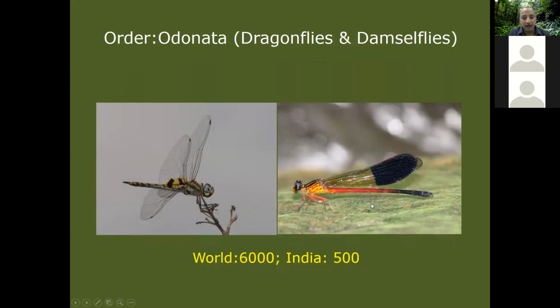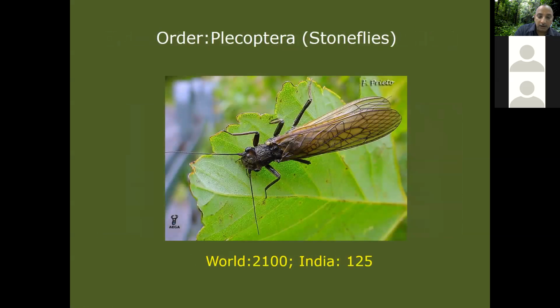Next comes the dragonflies and damselflies. In India we have about 500 species of dragonflies, and people are still discovering new species. These dragonflies and damselflies are also aquatic in the sense that the larval stages are aquatic and the adults are terrestrial. The mayflies and dragonflies are very good indicators of aquatic wetland ecosystem health, and they are widely used in the biomonitoring of wetlands.